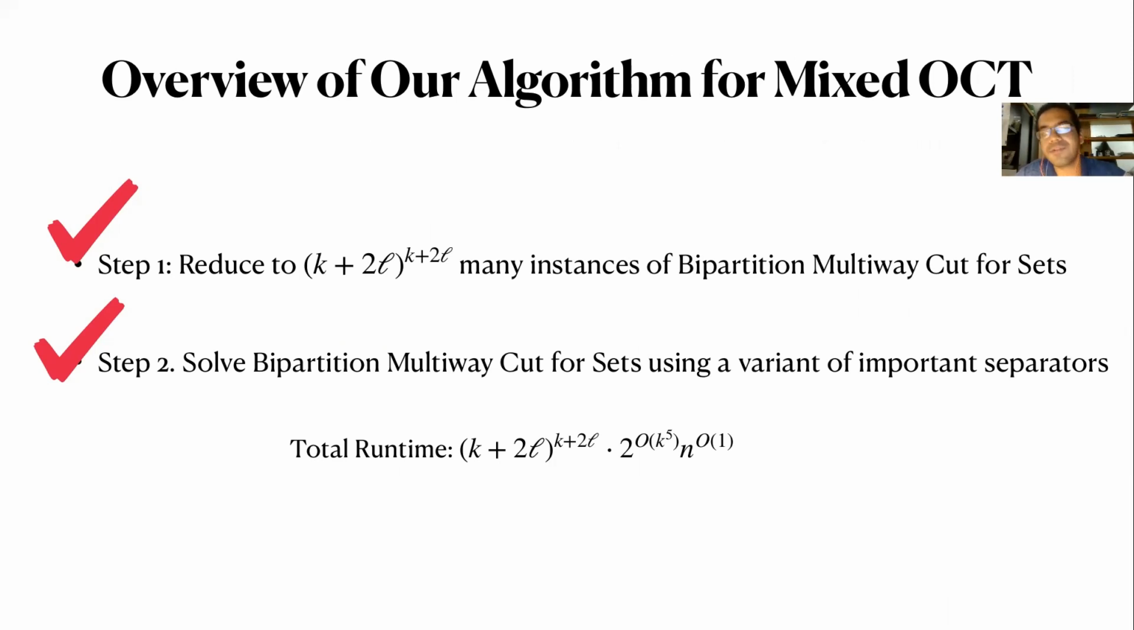And there are at most k plus 2l to the power k plus 2l many instances of bipartition multiway cut for sets. So we just use our algorithm for each of the sets, and if any of these returns yes, we say yes. If none of these instances return yes, then we simply say no: there is no odd cycle transversal for the mixed graph of size at most k.